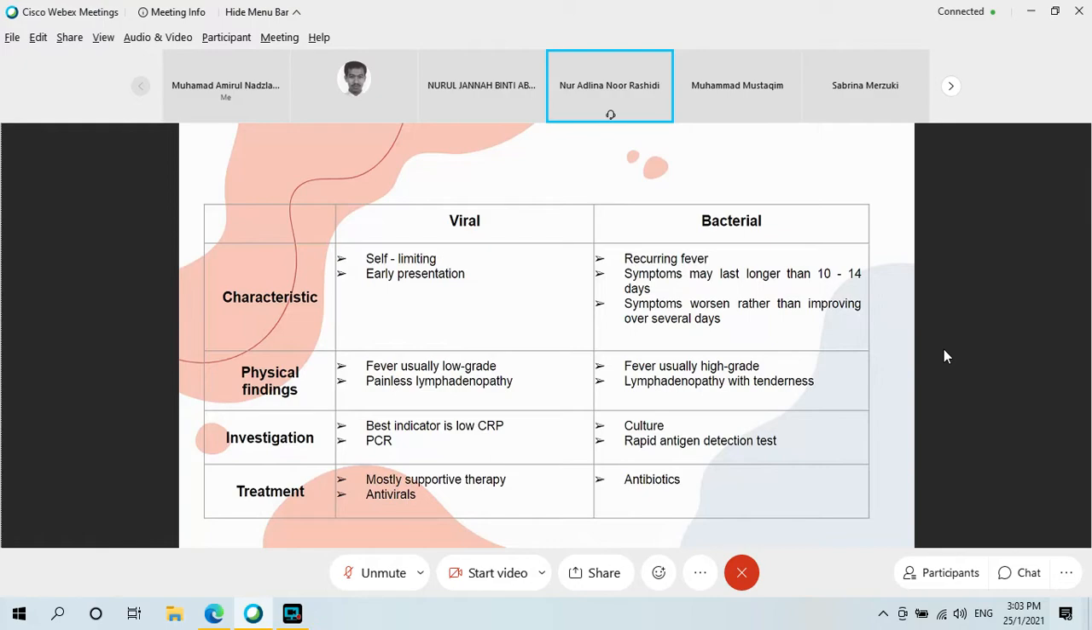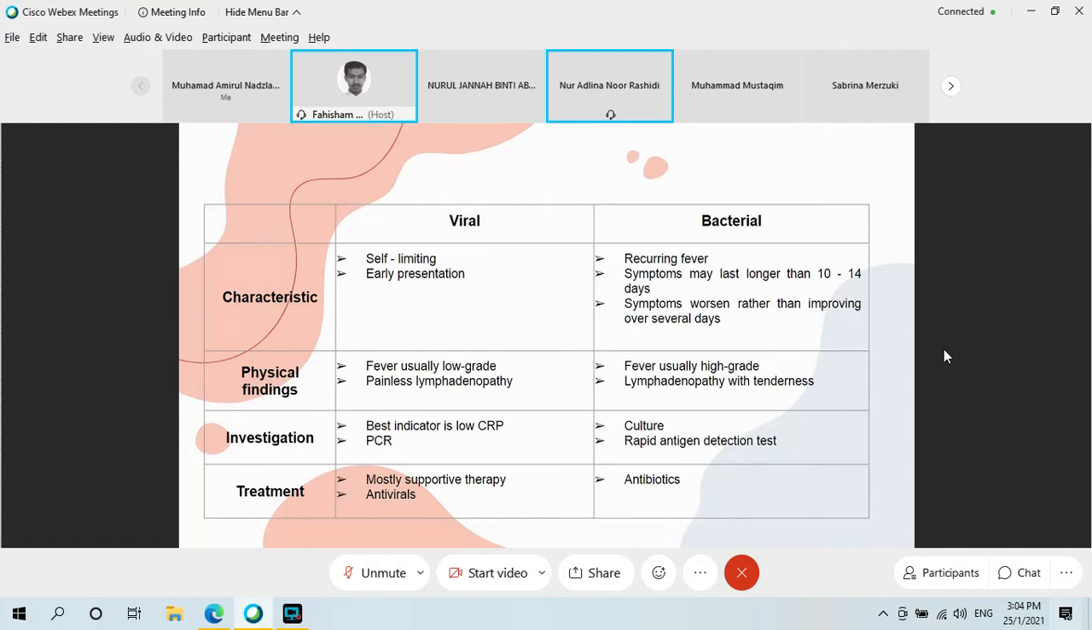For the investigation of viral infection, we can look for a low C-reactive protein, and we can also do some PCR tests. For bacteria, we can do bacterial culture and also a rapid antigen detection test. Usually the treatment for viral infection is just supportive therapy as it is self-limiting, but we can also give some antivirals. And for bacteria, we can give antibiotics. Next.